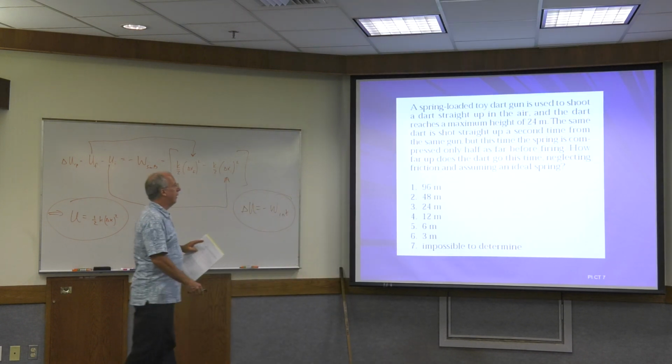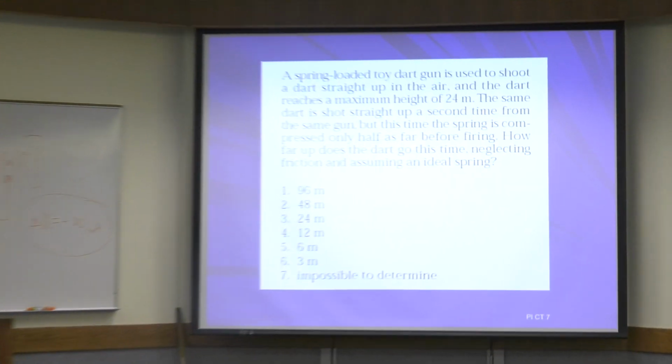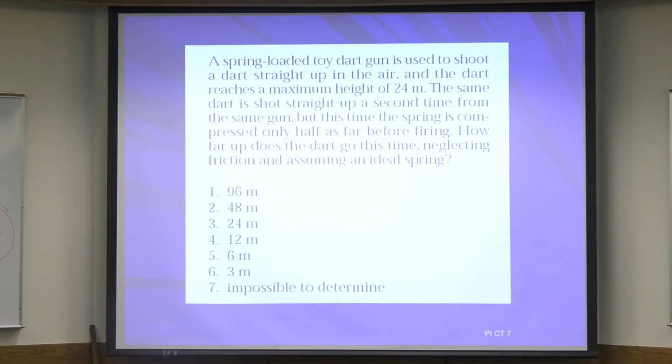Okay, let's use it. A spring-loaded toy dart gun is used to shoot a dart straight up in the air, and the dart reaches a maximum height of 24 meters. The same dart is shot straight up a second time from the same gun, but this time the spring is compressed only half as far before firing. How far up does the dart go this time, neglecting friction? Nice, right? That means mechanical energy is conserved, and assuming an ideal spring. So pause your video and figure it out, please.